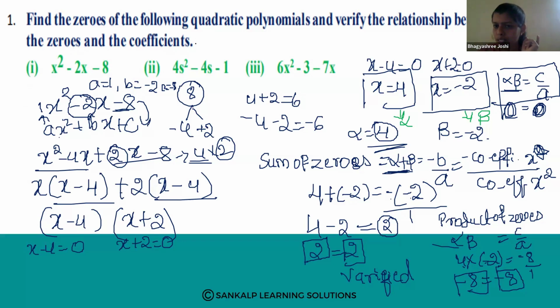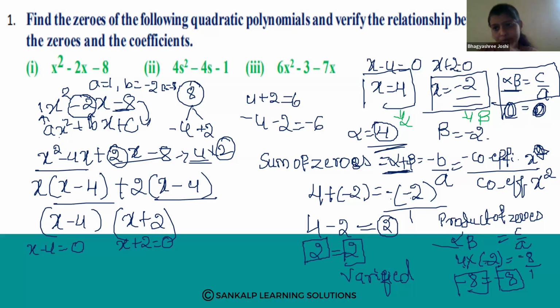x minus 4 is equal to 0, x plus 2 is equal to 0. Transfer this minus 4 to this side, it becomes x is equal to 4. x is equal to plus 2, transfer this 2 to this side, it becomes minus 2, right? So call this alpha and this beta.